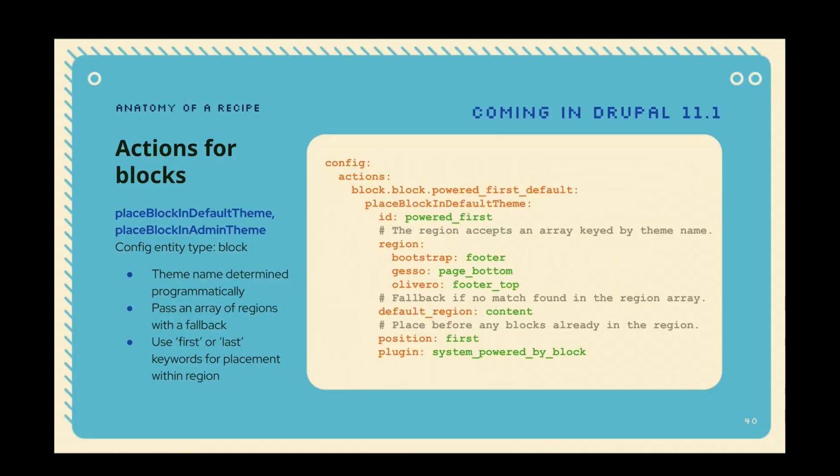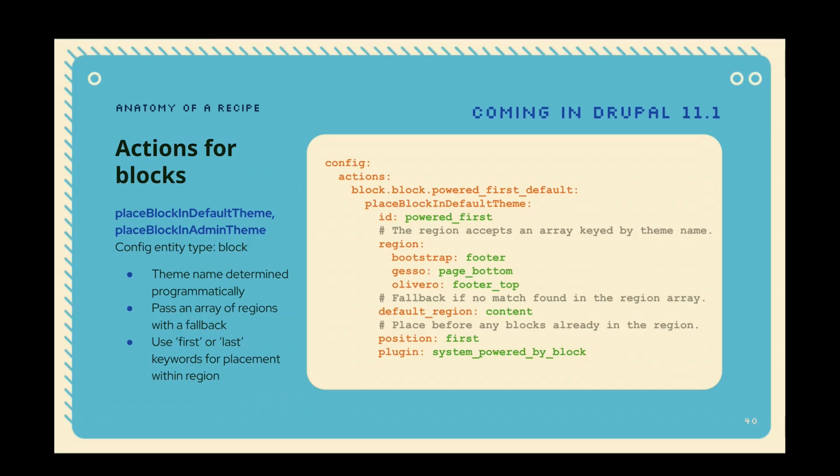One of the things that's coming in 11.1 is a new set of config actions for placing blocks. Previously you could place blocks through config, but you had to know the exact machine name of the theme that you wanted to place it in. You had to provide numerical values for the weight of where it would get placed, and the exact region. Whereas using these config actions, you can say, place it in whatever the default theme is, or whatever the admin theme is, without having to know the machine name.